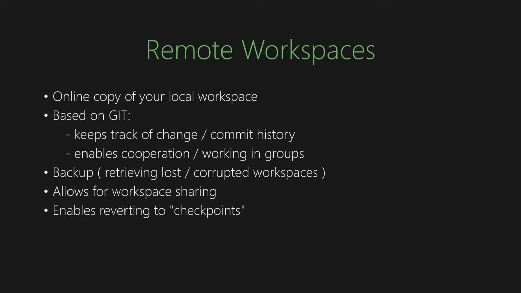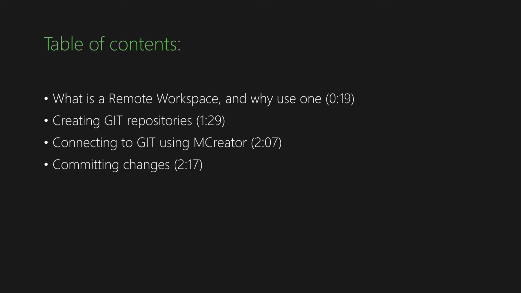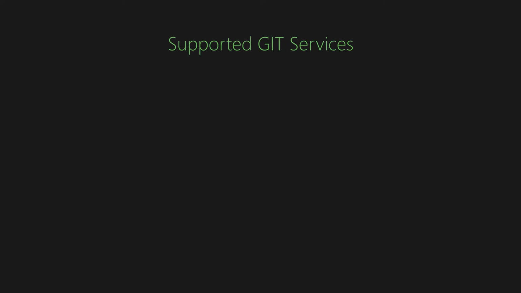Since Git also stores the entire change history, it can act as some sort of checkpoint system that allows you to revert changes in case a critical bug appears in one of them. In this tutorial, we're going to take a look at how to create a Git repository, establish a connection to it, and create our first commit. You can use pretty much any Git service such as GitHub, GitLab, and Bitbucket. In this tutorial, I'll use the first one.